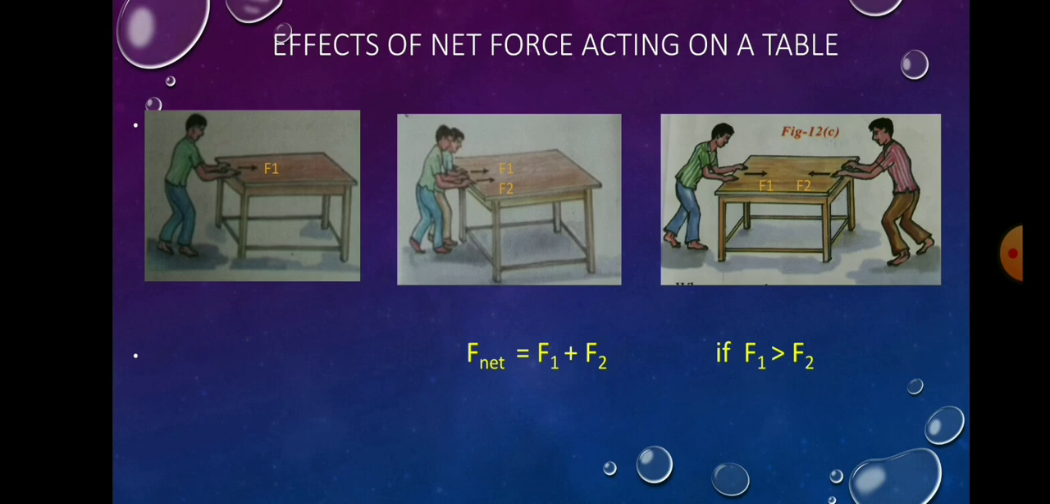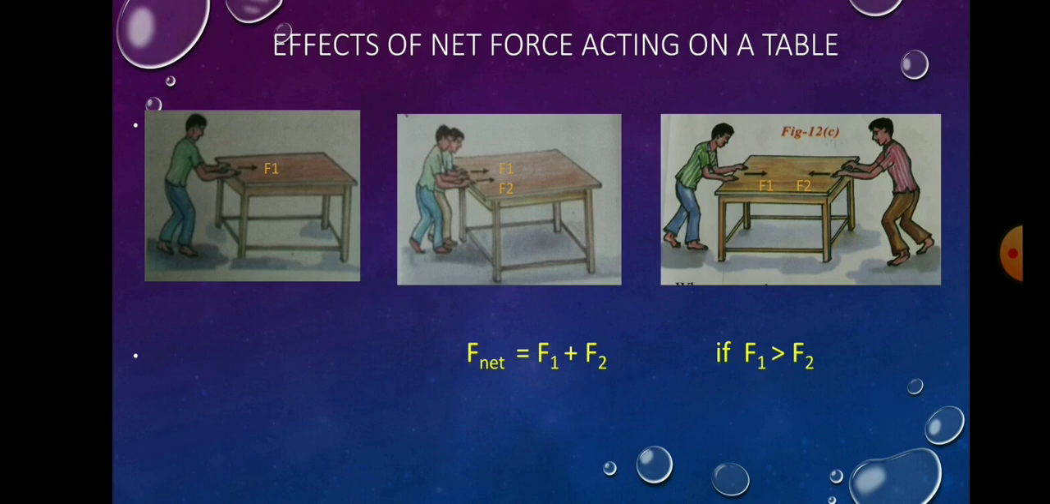Children, imagine one of the forces, F1, applied by one boy is greater than the other force F2 applied by the other boy. What will happen? In which direction does the table move? F1 force is greater than F2, so the table moves in the direction of F1 force.